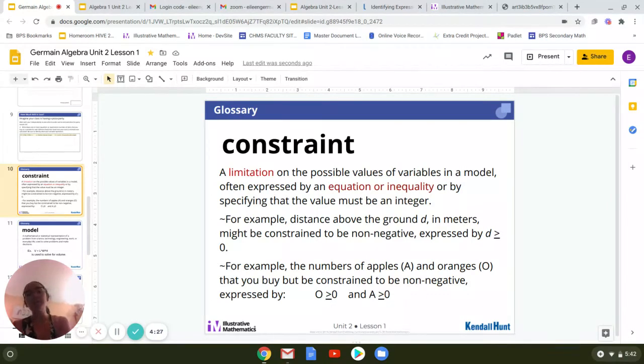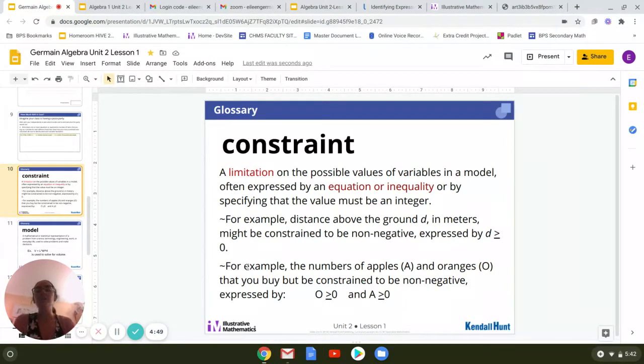So for example, the distance above the ground, d in meters, can be constrained by non-negative numbers. Meaning, when you're talking about the height of something, you're never going to talk about it in a negative height. Nothing's going to ever have negative height. So it can be expressed by using this inequality of d is always greater than or equal to 0.